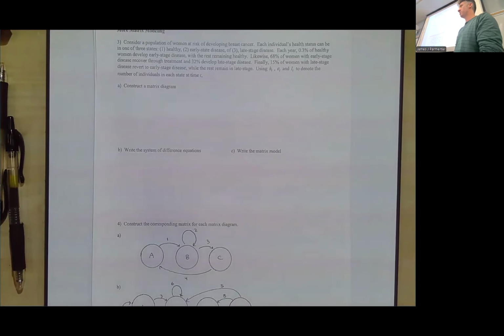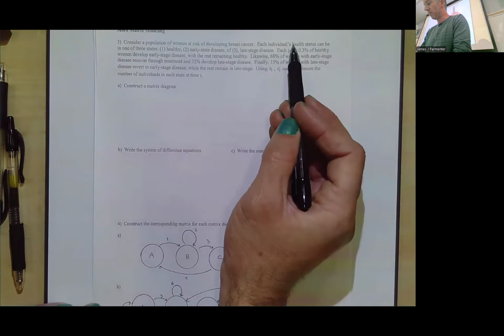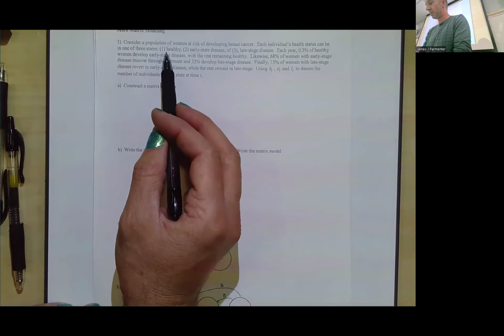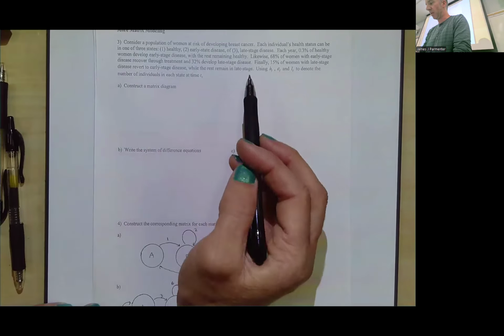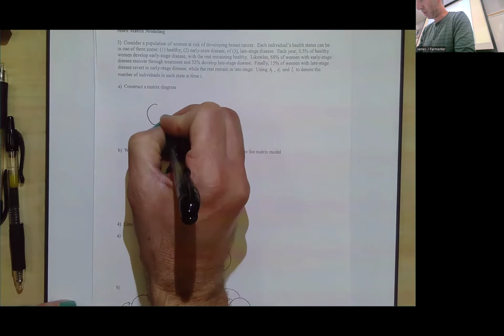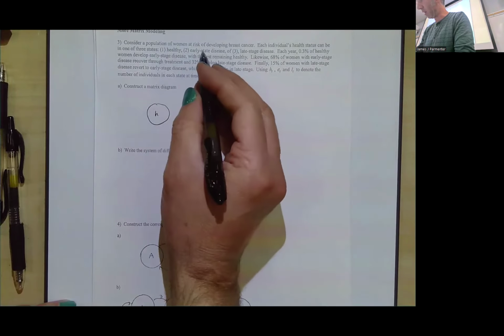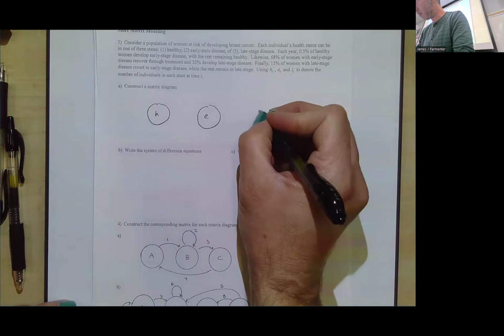So there's a little bit more to this sometimes where we make these matrix diagrams that help you construct the matrix. I don't think they're super necessary, but some people really like them. Let's read through this example to see what's going on here. Consider a population of women at risk of developing breast cancer. Each individual's health status can be in one of 3 states: healthy, early stage, or late stage. So for each of the states, we're going to draw essentially a little circle. So we'll say healthy, early and late.